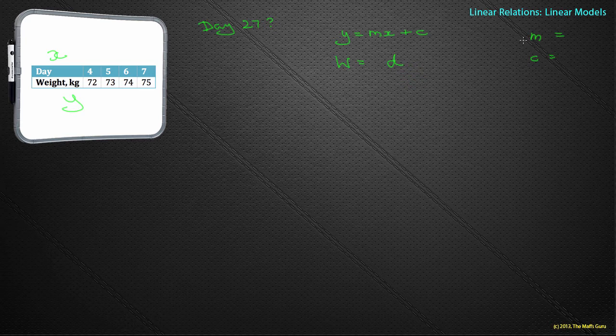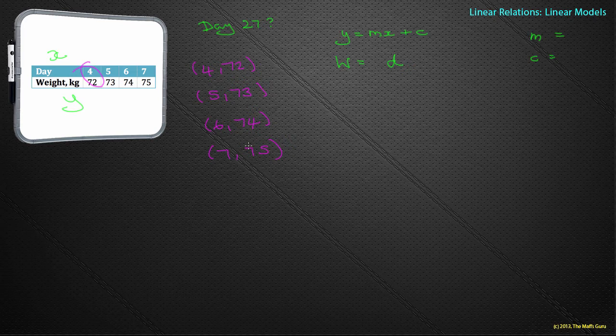Well, they're not actually giving me any coordinates, are they? Of course they're giving me coordinates. They're just doing it once again in a completely different way. Look, if this top value is equal to my x values and this bottom is equal to my y, the table is just another way of giving me coordinates. We've got 4,72, 5,73, 6,74, and 7,75.